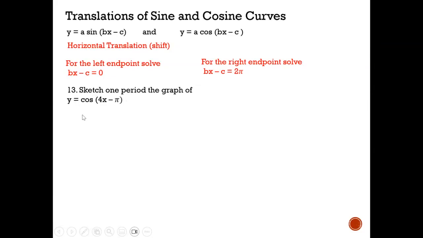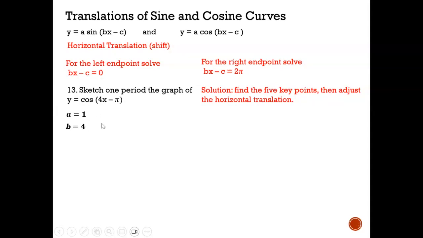So here, my a is going to be 1. My b is 4, because the b for the x is going to be 4. So the period will be 2 pi over b, so it will be 2 pi over 4, which reduces to pi over 2. So again, we're going to start with 0. I'm sorry about that. The key point spacing is going to be the period over 4, which would be pi over 2 over 4, which will give us pi over 8.